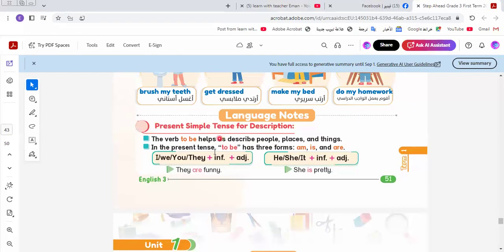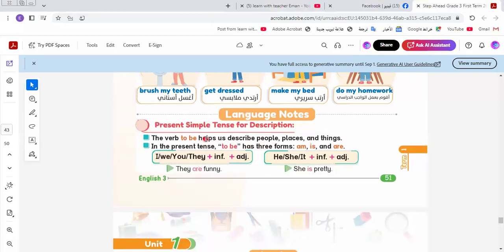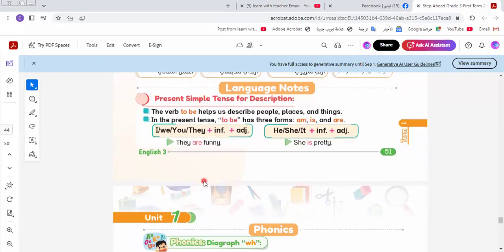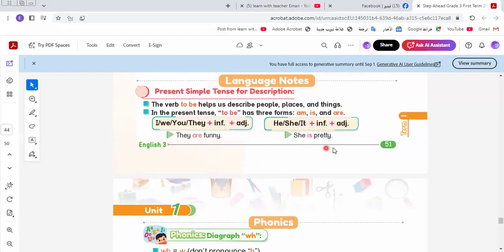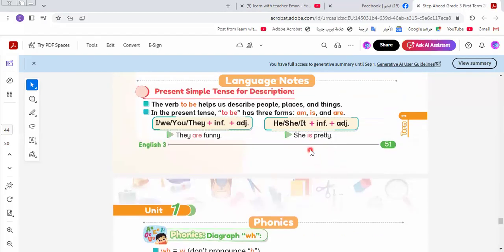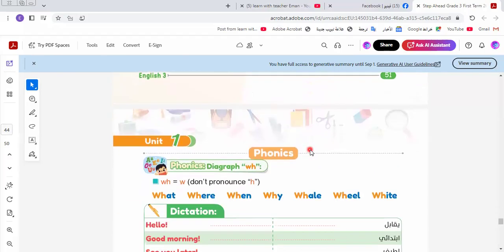Here we use the verb to be as a present simple form if we don't have a main verb. We say they are funny, or she is pretty. When we want to use a verb like play, we say she plays, adding s to the verb. I think now we know when we use the verb to be and when we use the main verb like play, go, and so on, adding s to the verb.